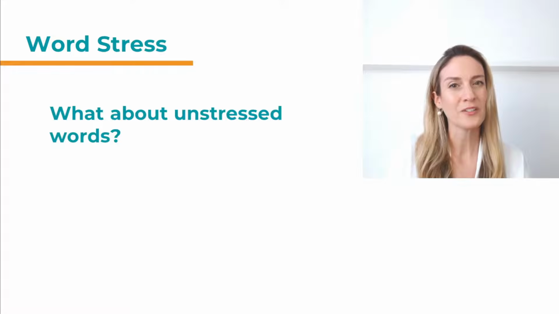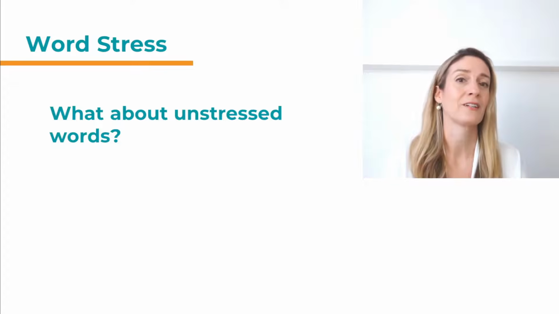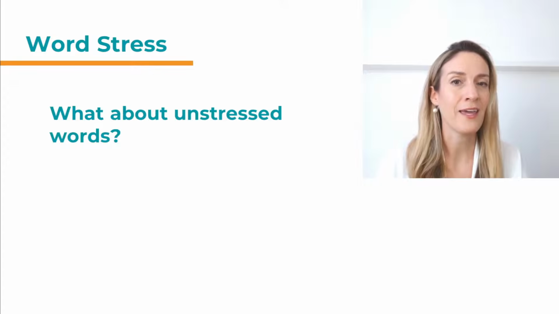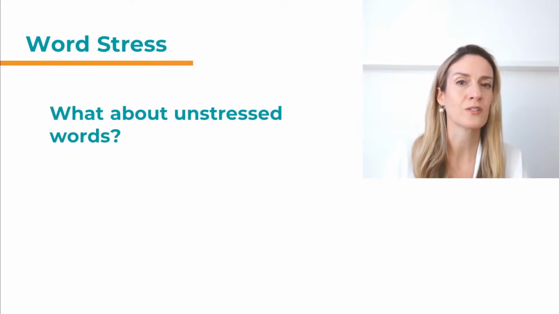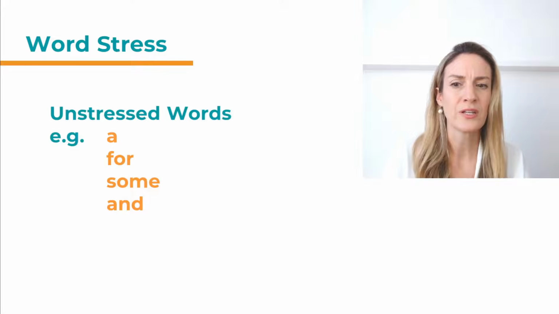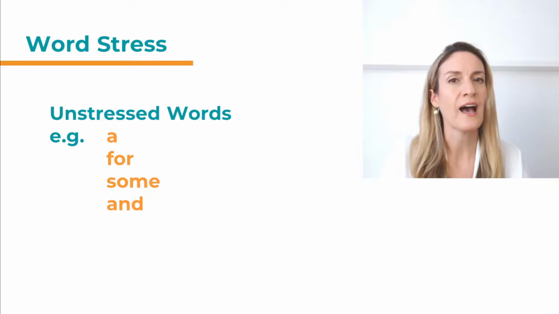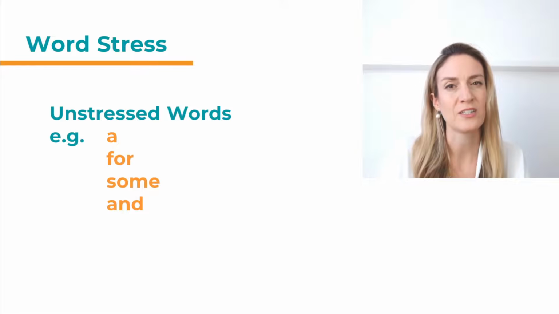Now you might wonder, what about words that are unstressed? There are many words in English that have only 1 syllable and they are not stressed because they are grammatical words. They do not contain information like nouns or verbs or adjectives. For example, words like a or for, some, and, etc. Those are usually unstressed words in English.